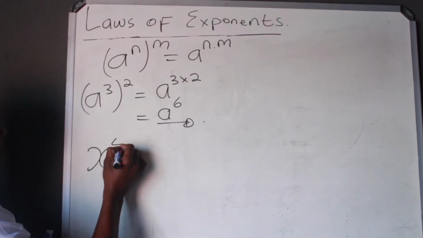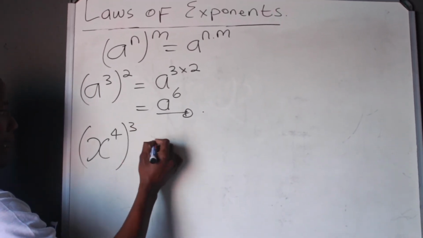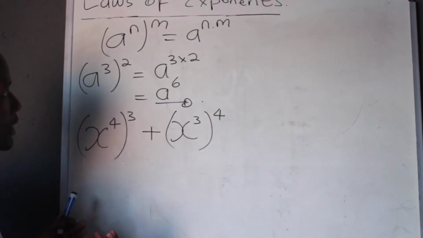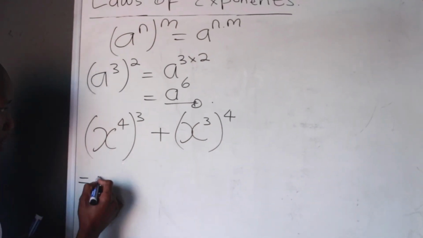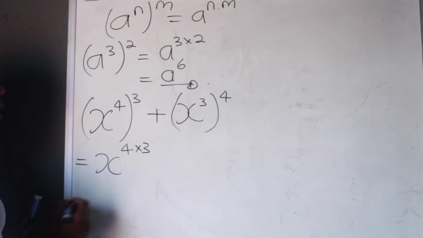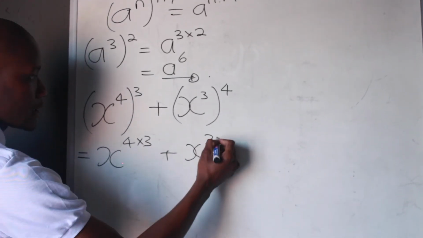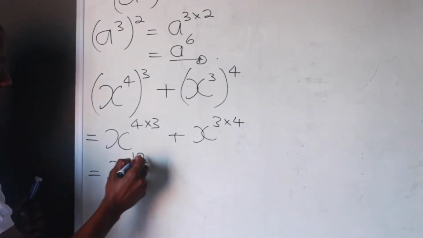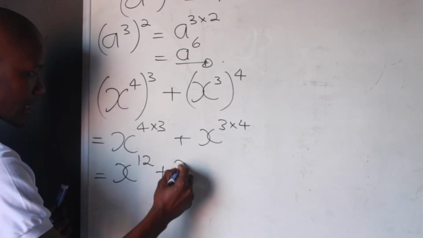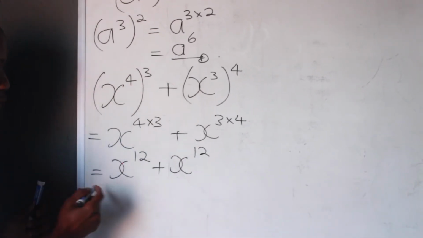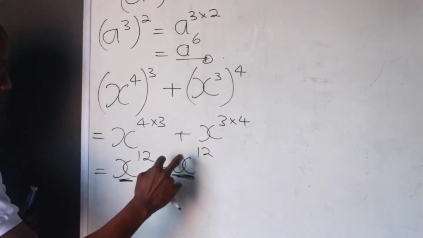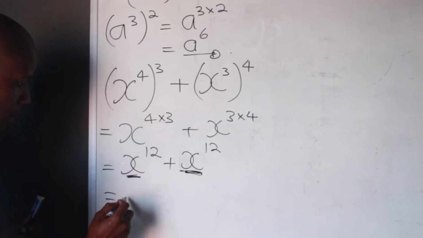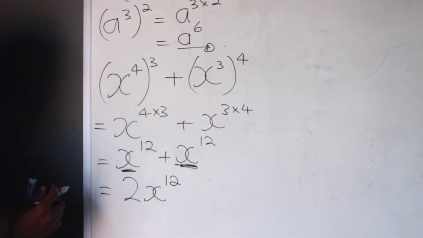So x to the power 4 all raised to the power 3 plus x to the power 3 all raised to the power 4. Check. When a power is raised to a power, we multiply exponents. It is x to the power 4 times 3 plus x to the power 3 times 4. So 4 times 3 is 12, so it's x to the power 12. 3 times 4 is 12, plus x to the power 12. Therefore, like terms have the same base and the same exponents. So x to the power 12 plus x to the power 12 is 2x to the power 12.